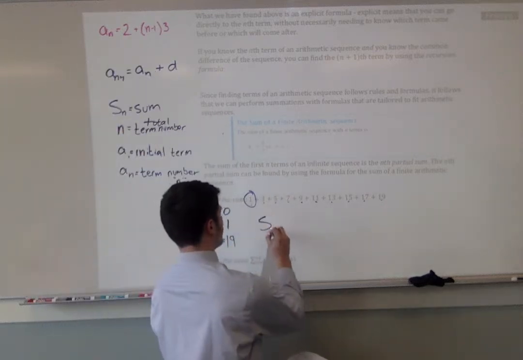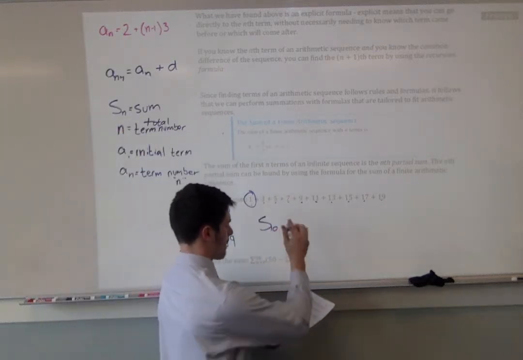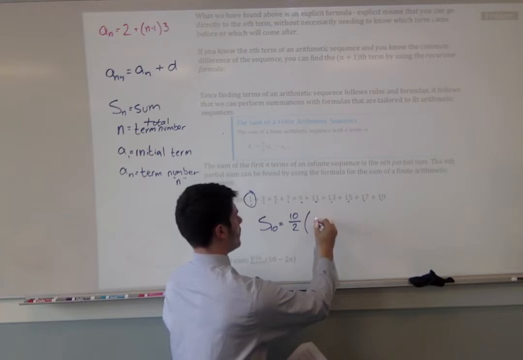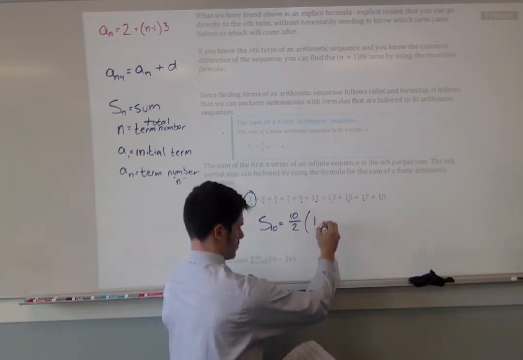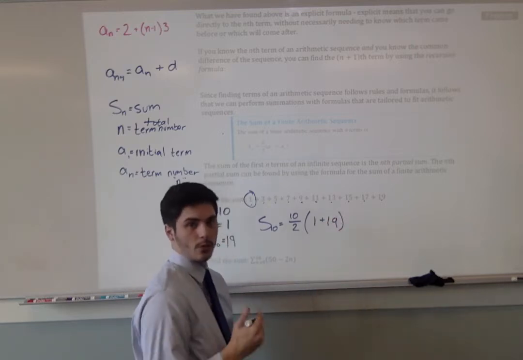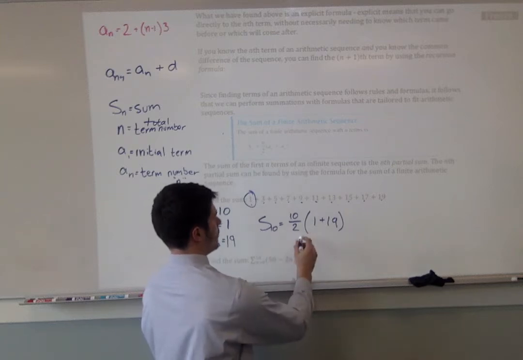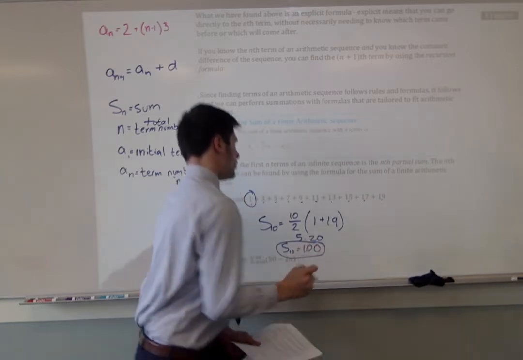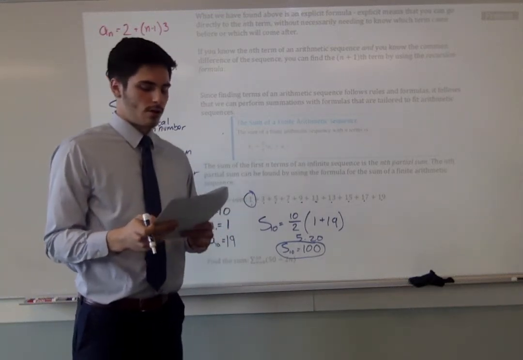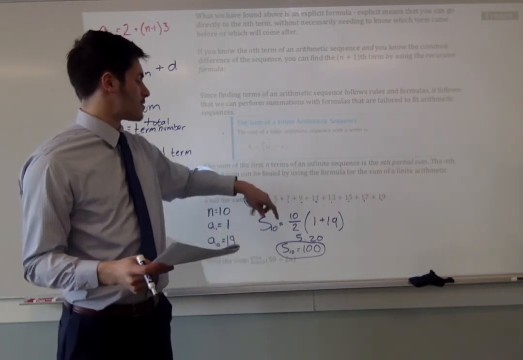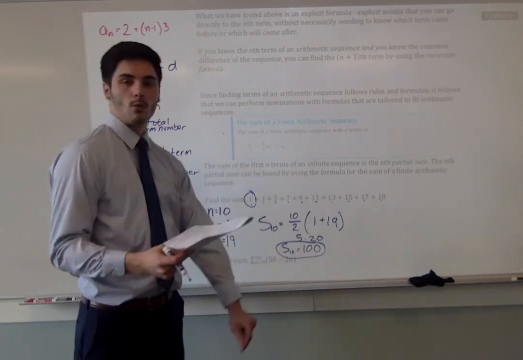And so we know that the sum of 10 entries is equal to n, which is 10 over 2, times a1 plus a10, which is 19. So when we solve this equation out, we get 5 times 20. 5 times 20 is equal to 100. So the sum of this arithmetic sequence, because it has a common difference of 2, is going to be 100.